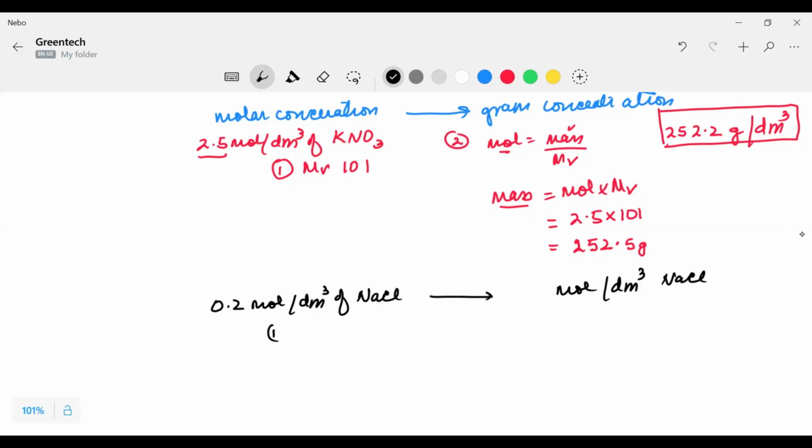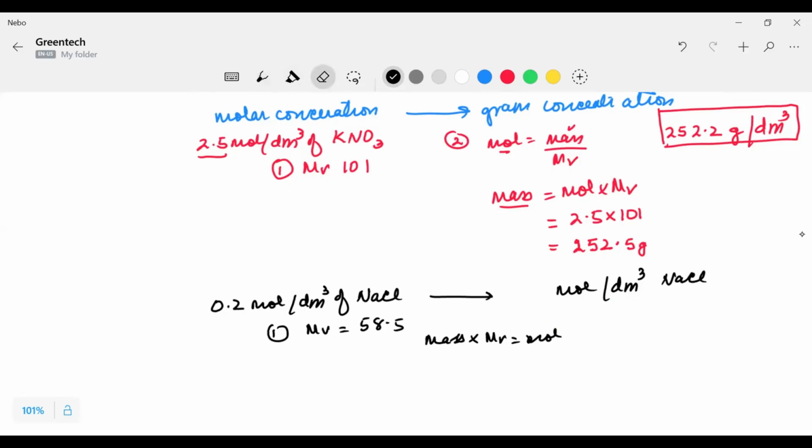Okay, what was the first step? We were supposed to calculate the MR, that was 58.5. Then it was mass times MR equals moles. So the mass was how much? All right, so mass was this.